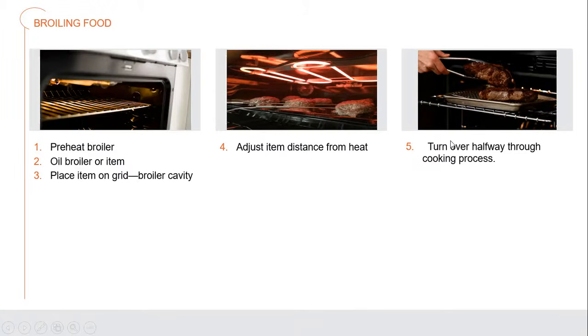So you'll preheat the broiler. You'll either oil the broiler or the item itself, and then you place the item on the grid in that broiler cavity. Then you can adjust the distance between the actual heat source and the food itself. Generally with these broilers you cannot adjust the temperature. It's more about the distance between the food and the element that will dictate just how hot the food is going to get and how much heat it's going to receive. You turn it over halfway through because that heat is only coming from one direction, so you need to turn the food in order to have it get even cooking all the way through.